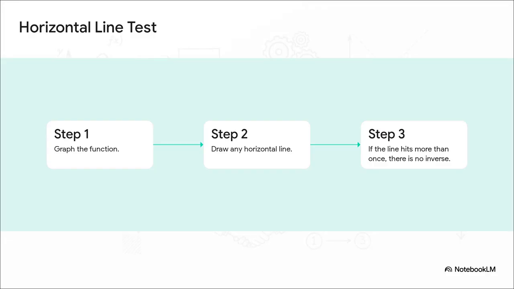So how do we check for this? Well, thankfully, there's a super simple visual trick called the horizontal line test. You just sketch out your function's graph, then you imagine sliding a horizontal line up and down. If that line ever, at any point, touches your graph more than once, boom, it fails the test. It is not one-to-one, and it doesn't get to have an inverse.